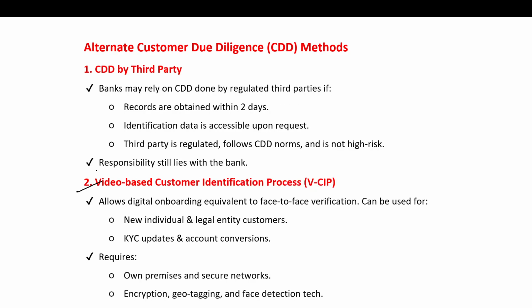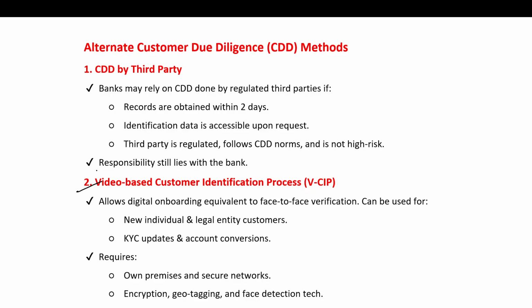Now, how does this work? A bank official takes you on a video call, you meaning to say the customer. The bank official asks the questions in a different order each time to avoid fraud. The customer shows the OVD, the Aadhaar card, the PAN, and answers certain questions. If someone is coaching the customer in the background, the process will be rejected. But the bank may use officials or banking correspondents to help the customer.